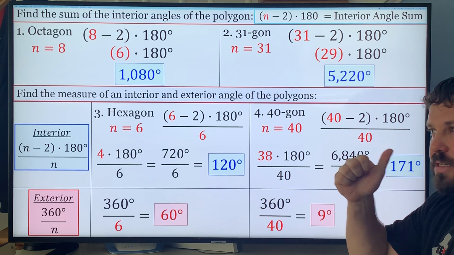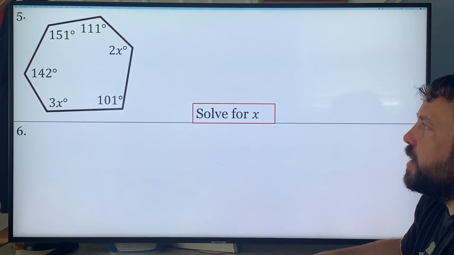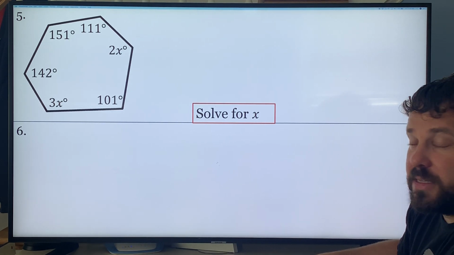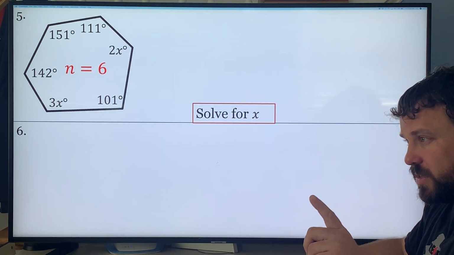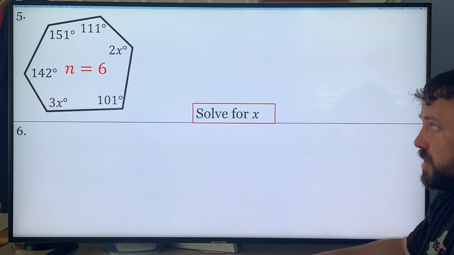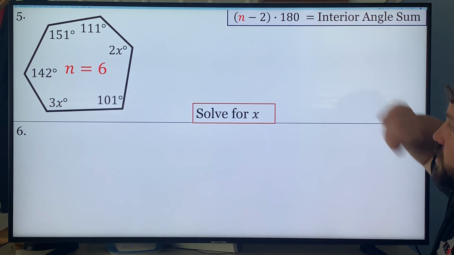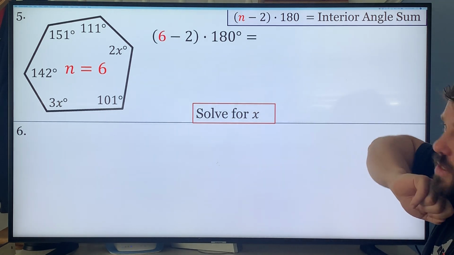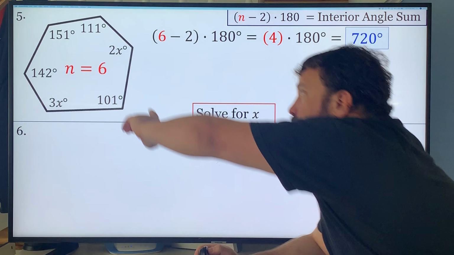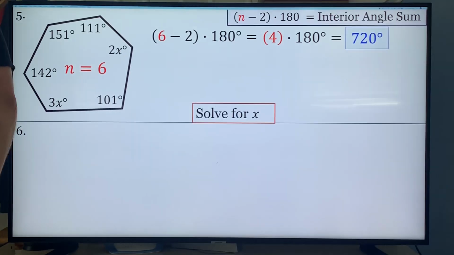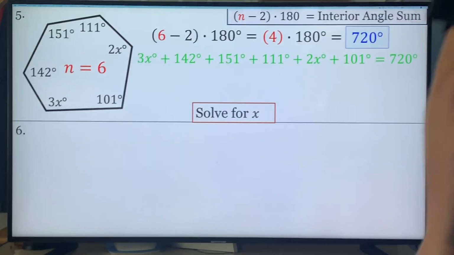All right, exterior, interior. Moving on, solve for x. So we got a figure right there. We have a couple x's inside. We want to know what those x's equal. So we know that there's 6 sides. So step number 1 is find out the total sum of the angles inside that polygon. So we use the polygon formula. N minus 2 times 180 gives us the total angles inside. So 6 minus 2 times 180 is 4 times 180, or 720 degrees. So what that means is all of these things together add up to 720 degrees.